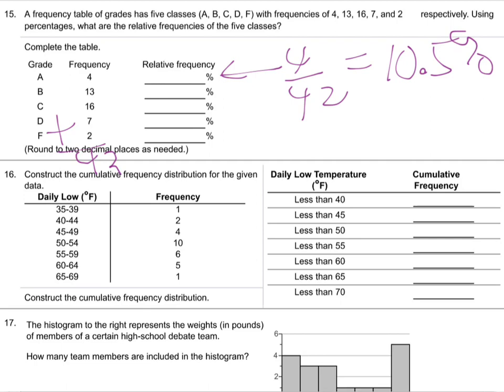Now they want you to do cumulative. That just means, as we see the words here, less than 40. How many days was the temperature less than 40? Just that one day, right? Can you guys see that graph okay? Less than, so that's one day out of what? 6, 12, 22, 26, 29? I think there's 29 if you add those up. So this first one would be 1 out of 29, whatever percentage that is.